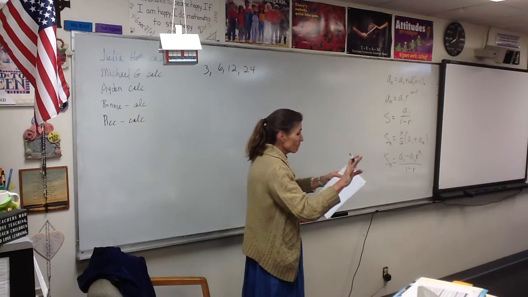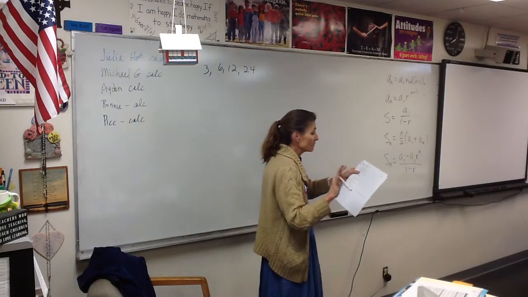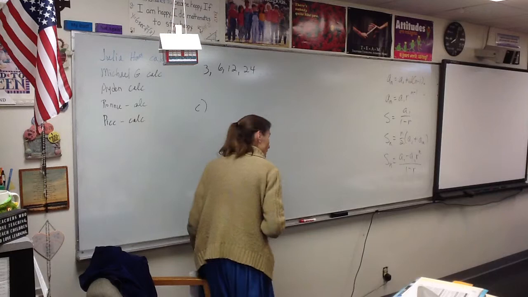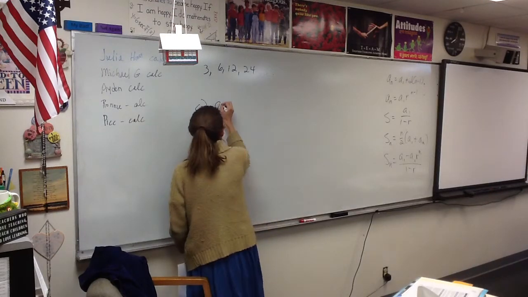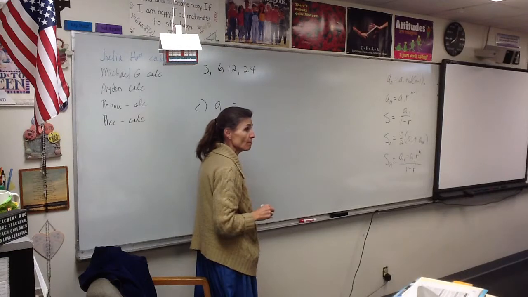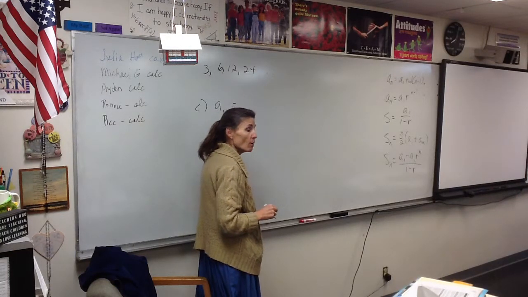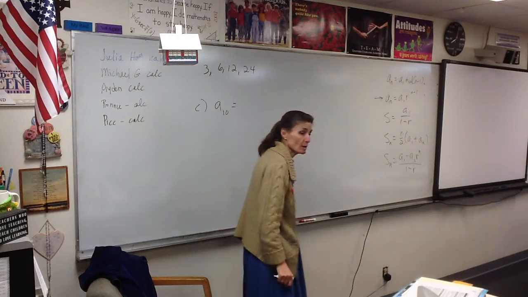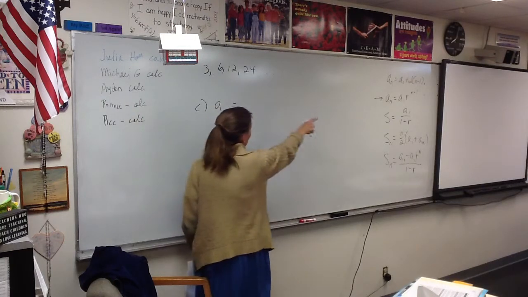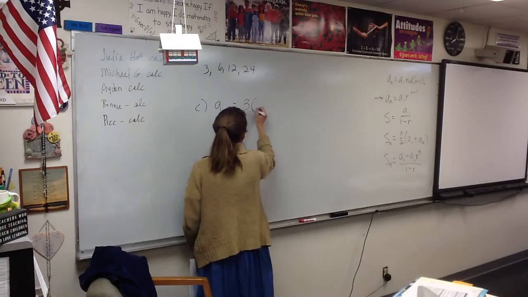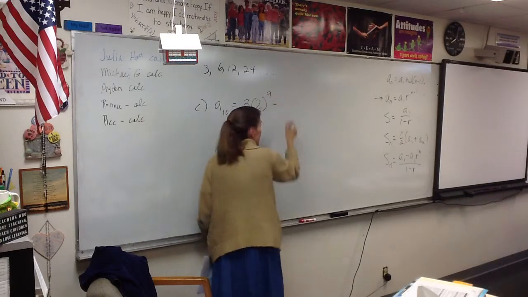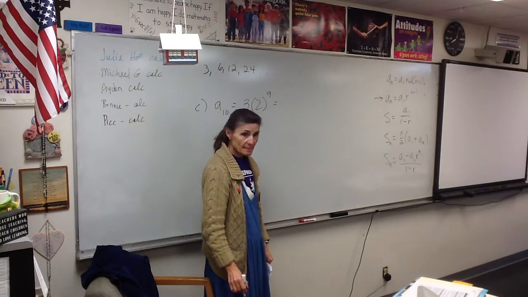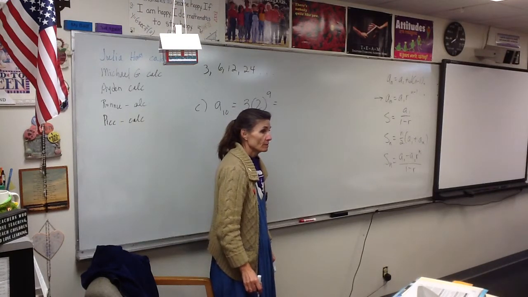Actually, let's skip for a minute down to C. C says find the 10th term. Can you do that? Can you find A sub 10? That would be the 10th term. Well, I hope you can. We're going to use this formula right here, right? Because you told me my sequence was geometric. So the 10th term will be what? 3 times 2 to the 9th. And we'll just type it in our calculator, and that'll be the answer. That's easy. Right?